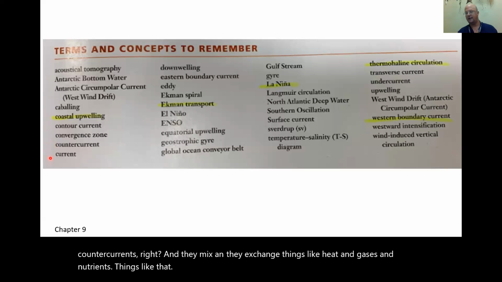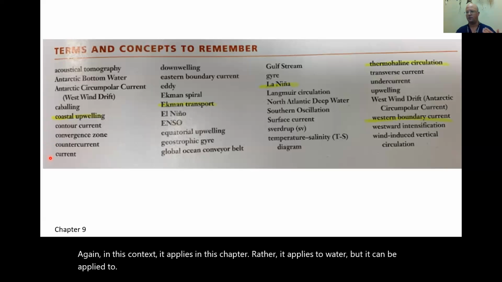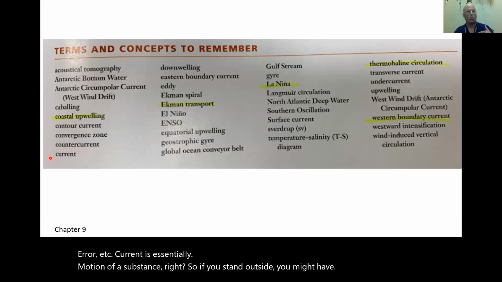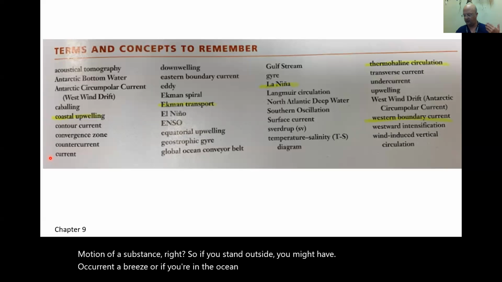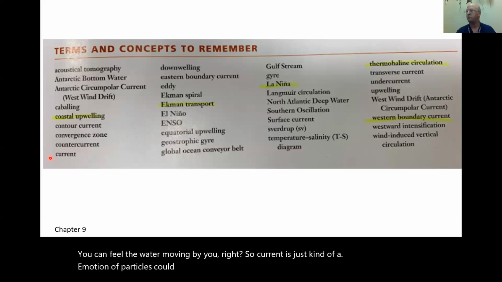A current, in this context, in this chapter rather, it applies to water, but it can be applied to air, etc. Current is essentially motion of a substance, right? So if you stand outside, you might have a current like a breeze, or if you're in the ocean, you might have a current like, you can feel the water moving by you, right? So current is just kind of a motion of particles. Could be water, could be air.